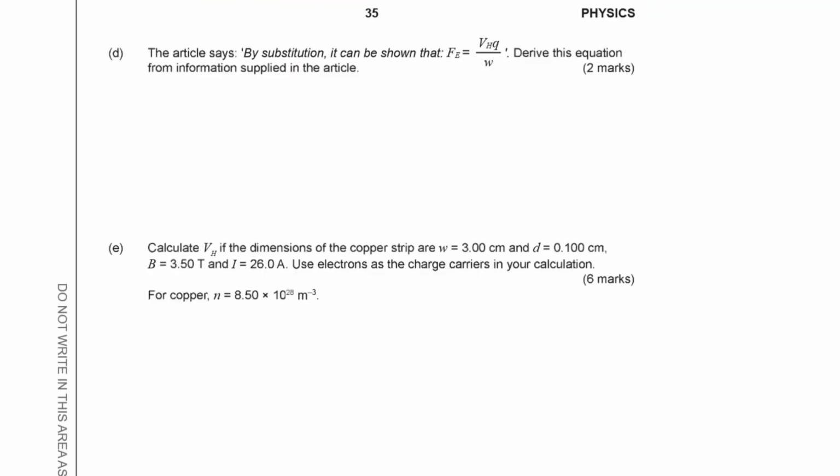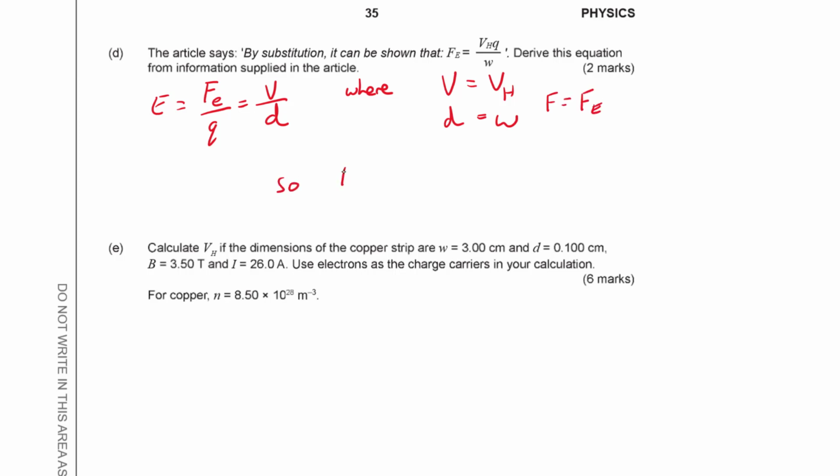Okay, so part D is actually a fairly easy one. If you just look at your data booklet, you'll see this here: electric force on Q is equal to V on d. Now, in this particular case, we can apply what we've got in the article to this formula. So the V in this formula is equal to the Hall voltage, the d is going to be equal to the width, and the force is the electric force. So with that in mind, we can say that the electric force on Q is equal to the Hall voltage on W. And then rearrange that, and you end up getting what they need.